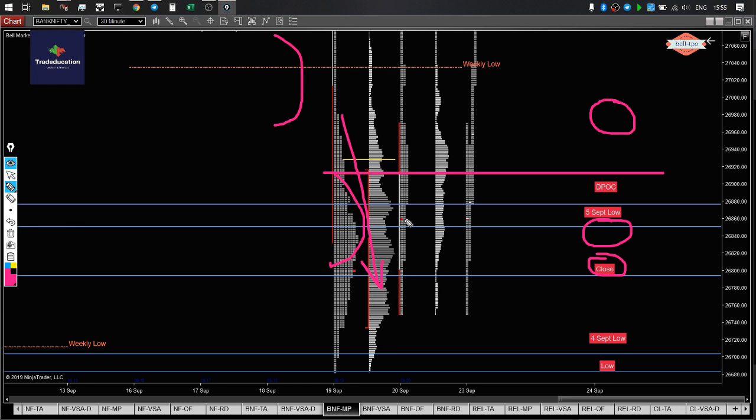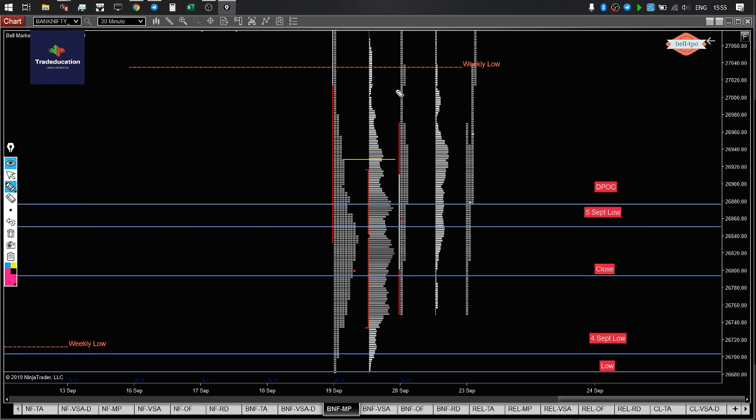So this is today's open. Let me delete all this. So this is yesterday's value area, and today's open was above the point of control, and it was above the value area high. So buyers were doing a good job yesterday, pushing the point of control higher.